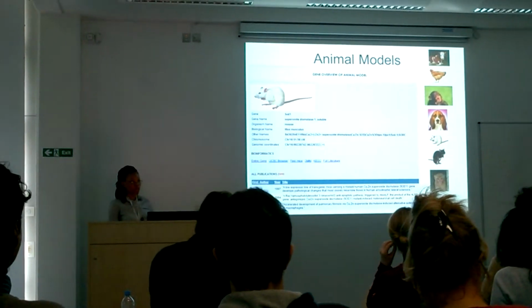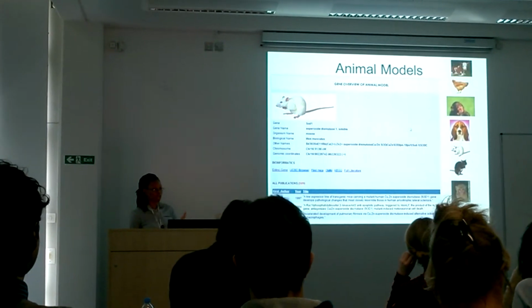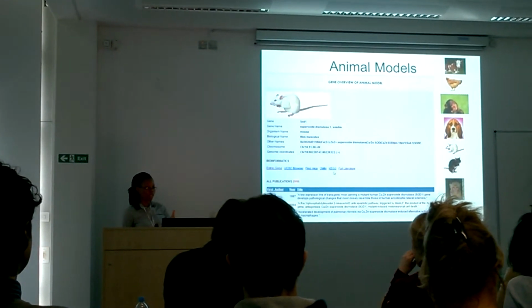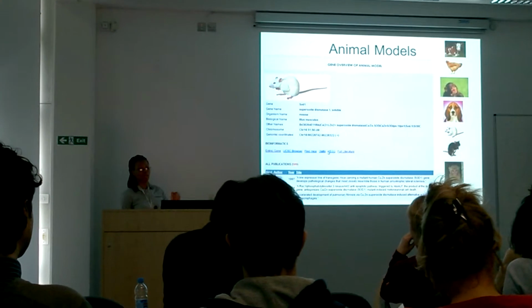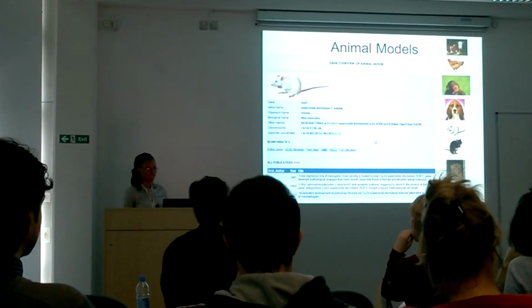And for the animal models, you have the publications, you have a summary of the names, you have all these links. It links you to OMIM, links you to KEGG for that particular gene, and you have all the publications stated there.